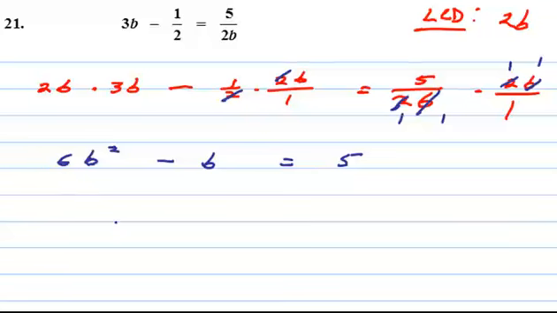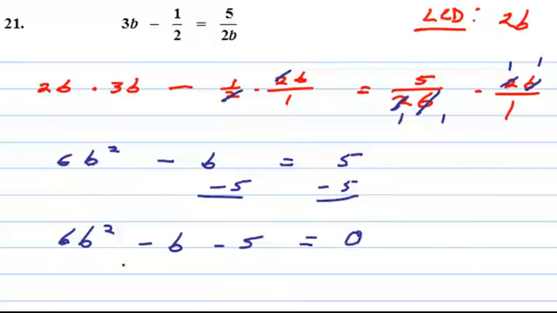Well, I see b squared here, so right away I'm thinking I need 0 on one side so I can try to factor to solve. So we have 6b squared minus b minus 5. These are not like terms, we can't combine them. And that equals 0. Now we're ready to factor. Set up our double parentheses. It's a trinomial. Could be 6 and 1, could be 2 and 3.